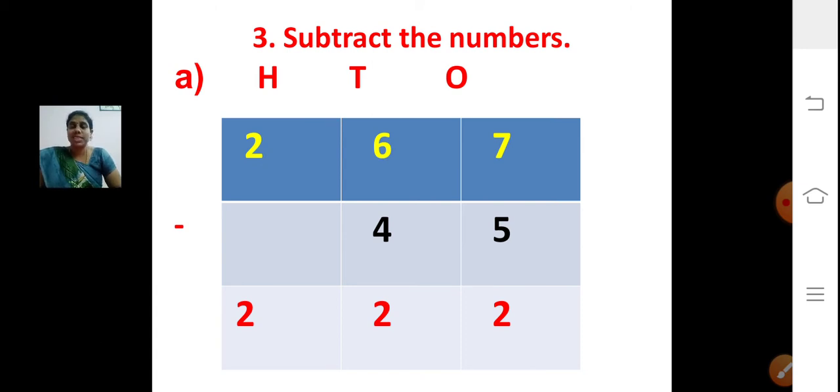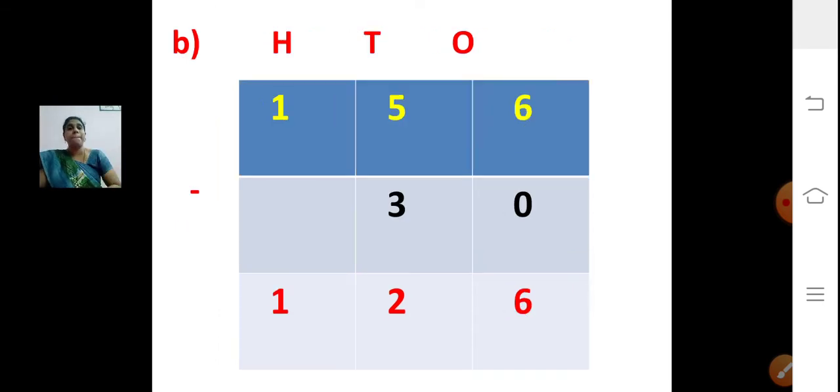I'll repeat it one more time. So 267 minus 45, from where do we have to start? We have to start from the ones place. So 7 ones minus 5 ones, 7 minus 5 is 2. Write it down. Then 6 minus 4 is 2. Then you keep the hundreds as it is, so 2. The answer is 222. So from where will you start the subtraction? Yes, from the ones place. Very good. Now let's move on to the next sum, B.